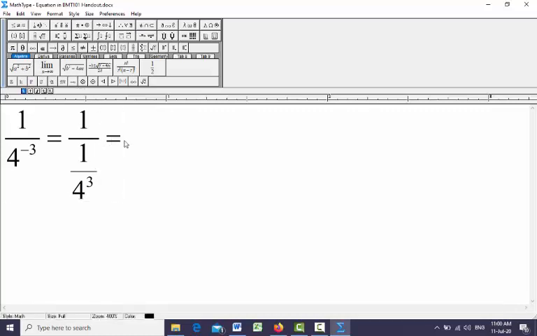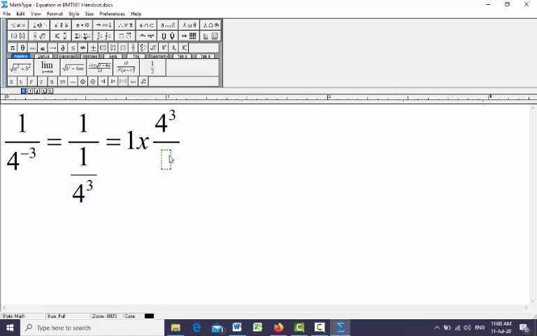We will have 1 multiplied by, so that means the fraction in the denominator will get reversed this time. So that means 4 to the power 3 will be in the numerator and 1 will be in the denominator.